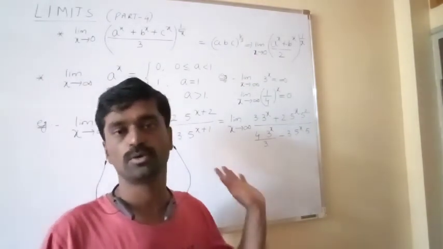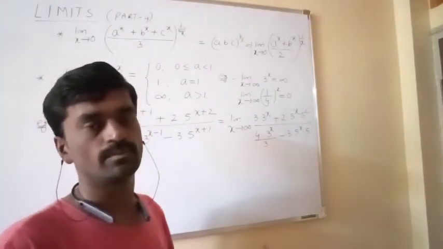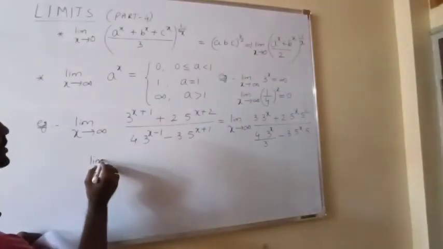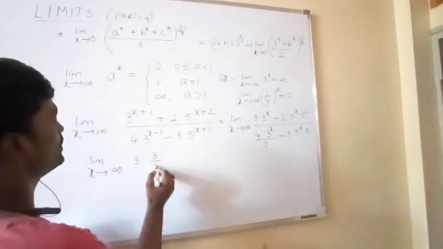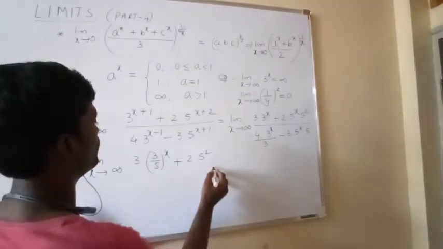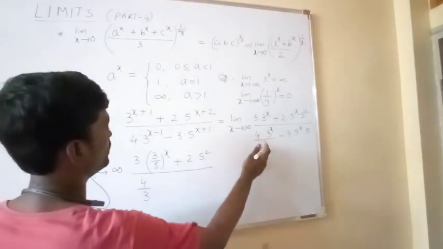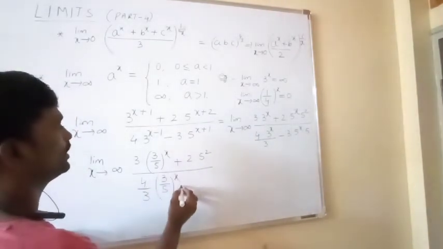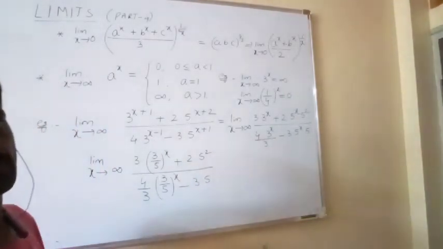So divide with 5 power x throughout, both numerator and denominator. Then what will you get? Limit x tends to infinity, 3 into 3 power x by 5 power x can be written as 3 into (3 by 5) whole power x, plus 2 into 5 square. The 5 power x gets cancelled. And here 4 by 3 into 3 power x by 5 power x can be written as 4 by 3 into (3 by 5) whole power x, minus, after dividing with 5 power x, what is the remaining? 3 into 5.